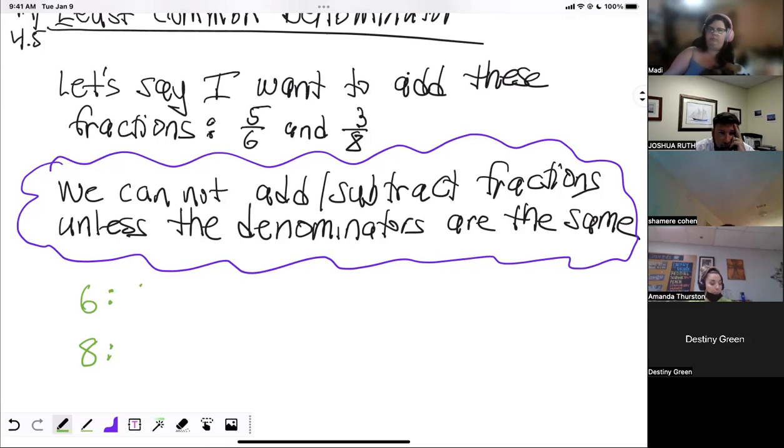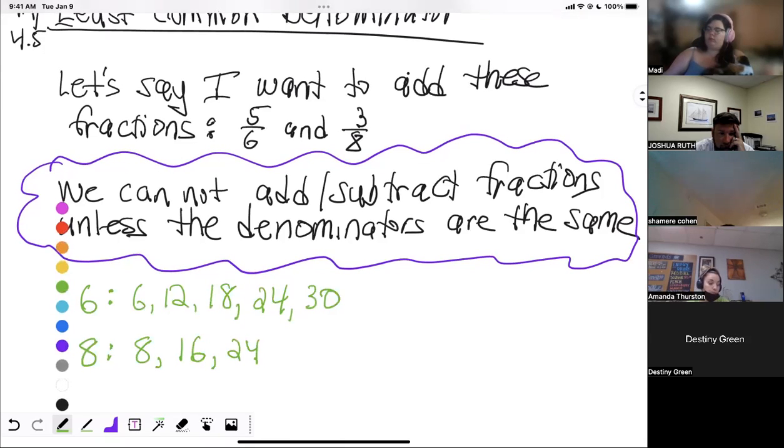So 6 is 6, 12, 6 times 3 is 18, 6 times 4 is 24, 6 times 5 is 30. So I'm just going to start with a few. What we're looking for is the first one that they share. Let's say 8, 16, 24, and I'm just going to stop. Then we just find the least common denominator, 24. The first number when doing the multiples that they share in common. So my least common denominator is 24.